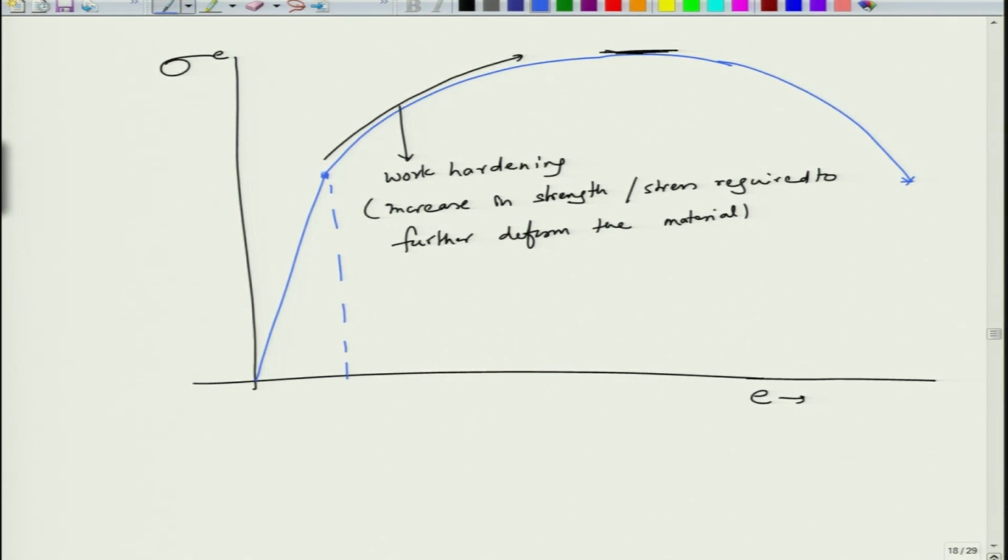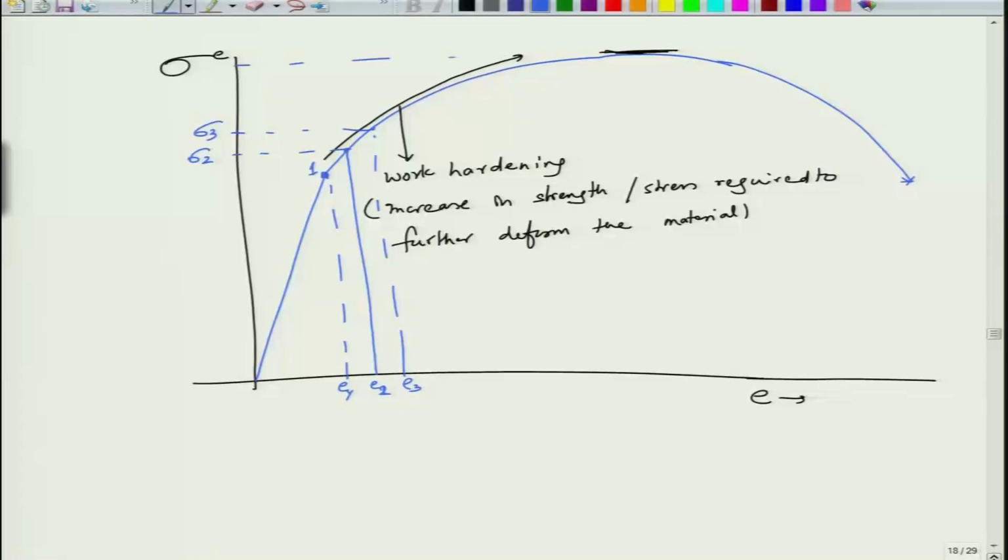the plastic deformation starts at this point, let us say this is point 1. When you reach point 2, so this is epsilon y, let us say this is epsilon 1 or epsilon 2, okay. You have a stress level of sigma 2. When you want to reach this strain of epsilon 3, you will need to go to a higher value of stress, which is sigma 3, which means the material is getting more and more stronger to deform. So, up to the point of UTS, the material will work harden. This is called strain hardening or work hardening.